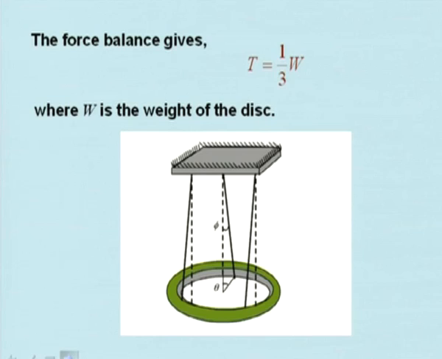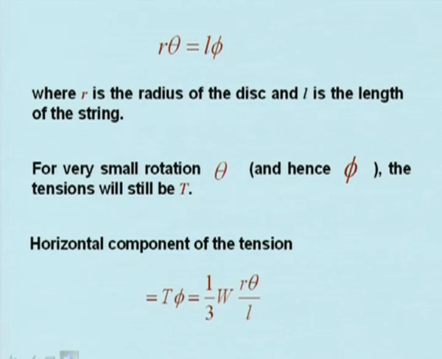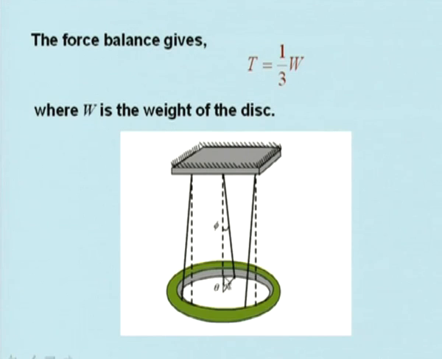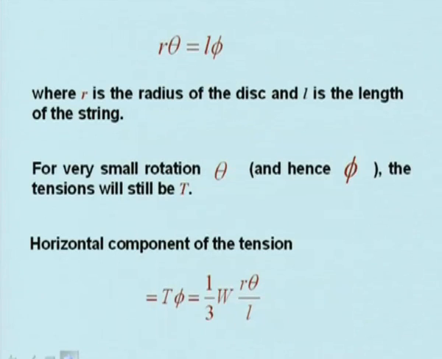Now therefore r theta is equal to L phi, where r is the radius of the disc and L is the length of the string. For very small rotation theta, phi is also small, and the tension will still be T, with no change in the tension.